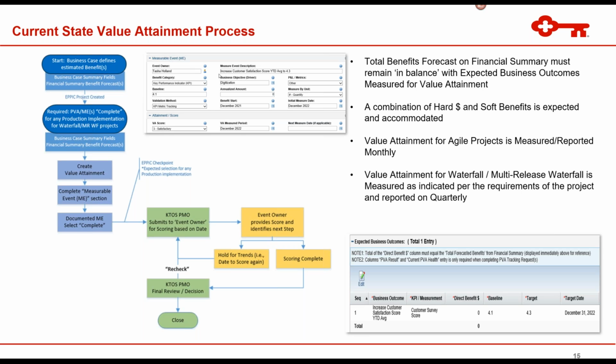So in the example I'm showing here, if we're increasing our customer satisfaction score year-to-date average from 4.1 to 4.3, we'll measure that in December 22, even though whatever we're delivering is supposed to be complete by December 2021. And these are all like fake examples.